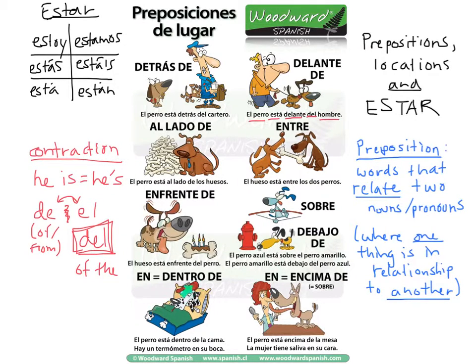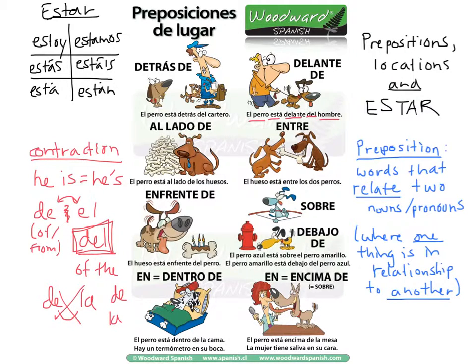Now this poor dog, he looks pretty sick. So el perro está dentro de la cama. The dog is inside of the bed. Dentro de. Now notice we do not have a contraction here. Because when we have de and la, there's no two vowels next to each other. So we don't need a contraction. So we just say it normally. De la. No fancy changes.